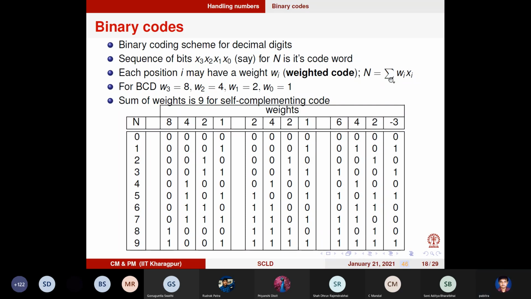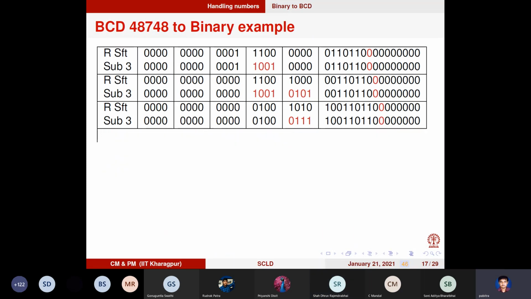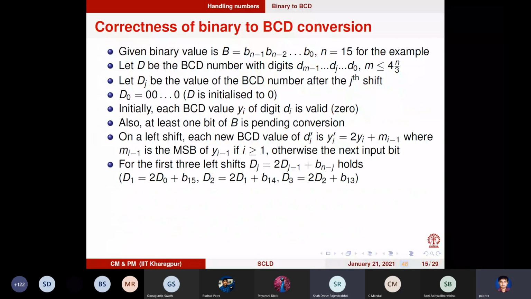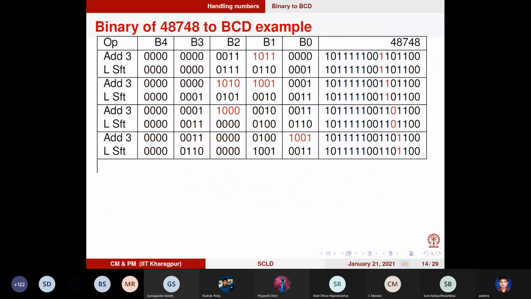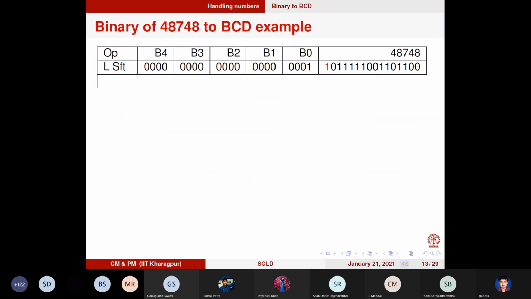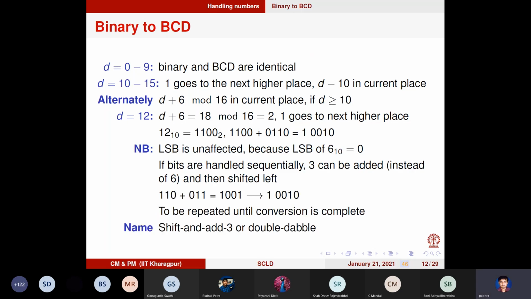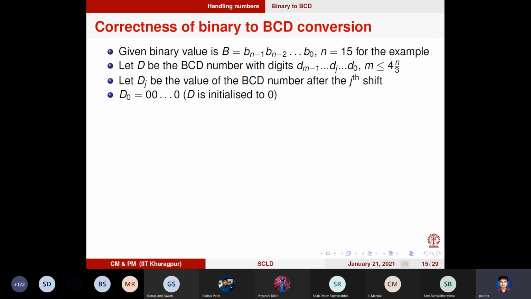Sir, can you please once show the previous slide? That BCD 12 representation. Yeah, sure. Let me come to it. This one? Yes, sir. Got it, sir. Thank you, sir.